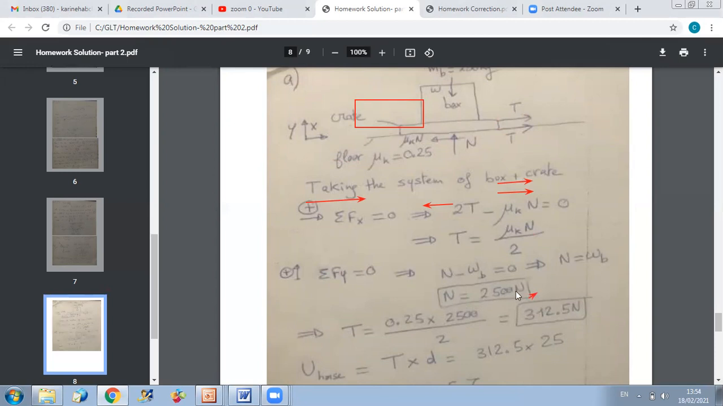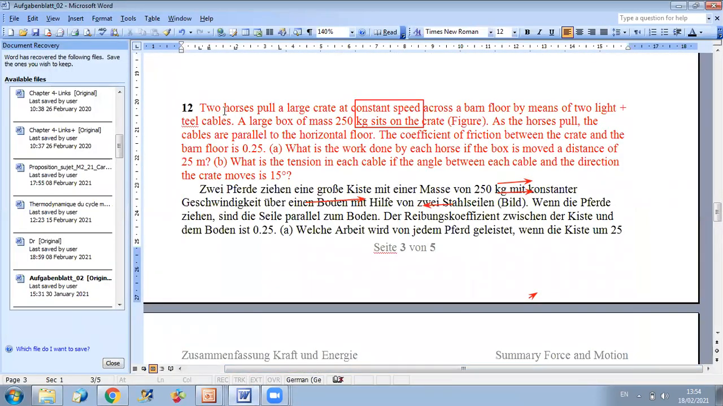to find the work, you just have to multiply the tension by the distance. Now, since here it's two horses, each horse will develop a tension T. If it was one horse with two cables, we would have done 2T times D. But since we have two horses and two cables, the work of each one will be equal to T times D. So this is for question A.